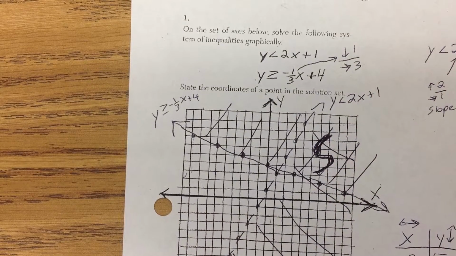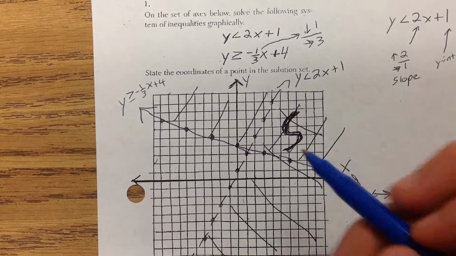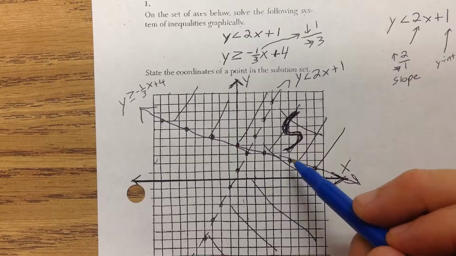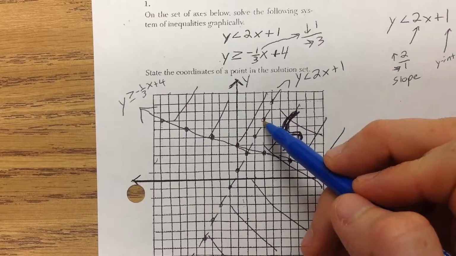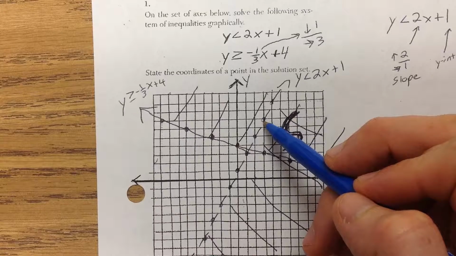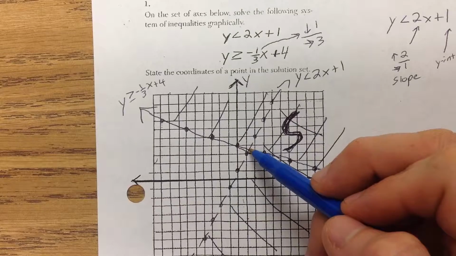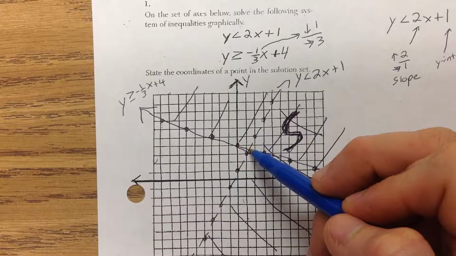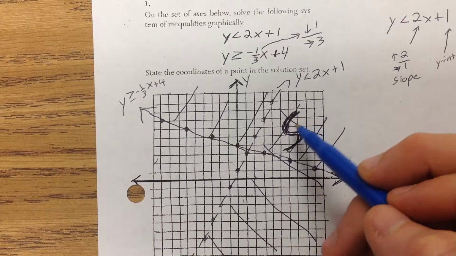And then it asks us to state the coordinates of a point in a solution set. So let's just talk about some of the points that would work. All right? This point would work right here because it's touching the double shaded area and it's on a solid line. This point right here would not work because even though it's touching the double shaded area, it's on a dashed line. This point would not work because even though the two lines intersect there, one of the lines is dashed, so that doesn't count. And then any of the points just in here in the double shaded area are also fine.